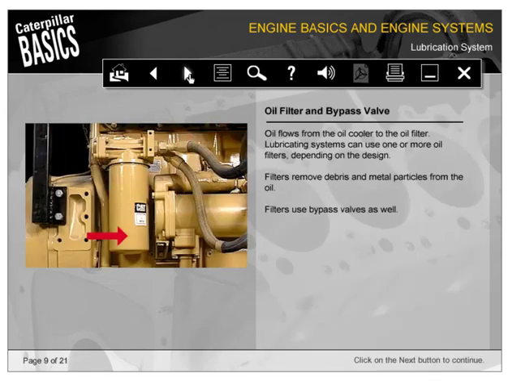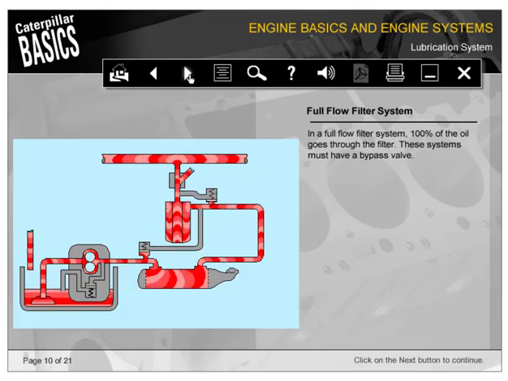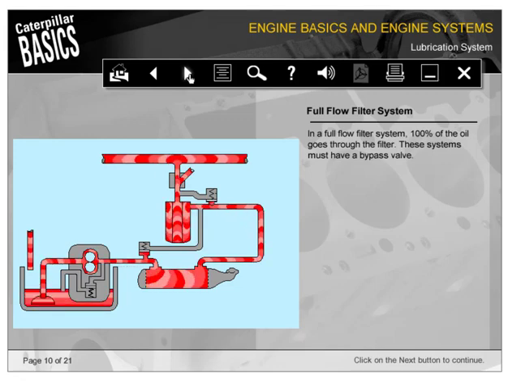Oil flows from the oil cooler to the oil filter. Lubricating systems can use one or more oil filters depending on the design. Filters remove debris and metal particles from the oil. Filters use bypass valves as well. In a full-flow filter system, 100% of the oil goes through the filter. These systems must have a bypass valve.